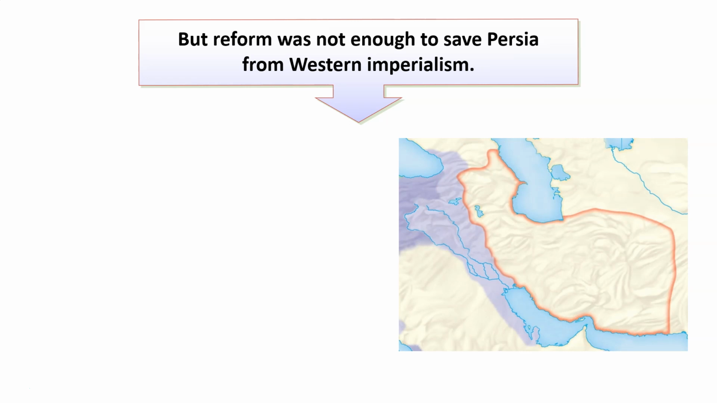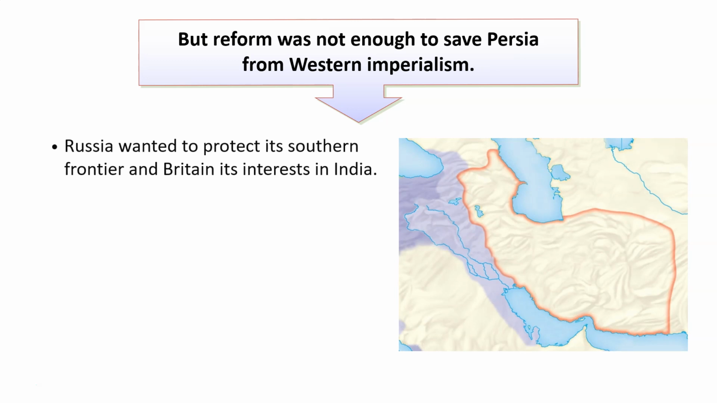But like we've seen in other places, these efforts to self-reform don't protect them from the influence of the Western powers. And if you look at where they are geographically, just to the north, you've got Russia. Russia wants to protect its southern border. Britain to the east is in control of India, so they want to protect their interests there as well.